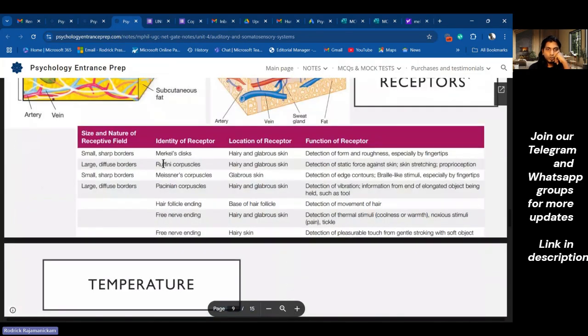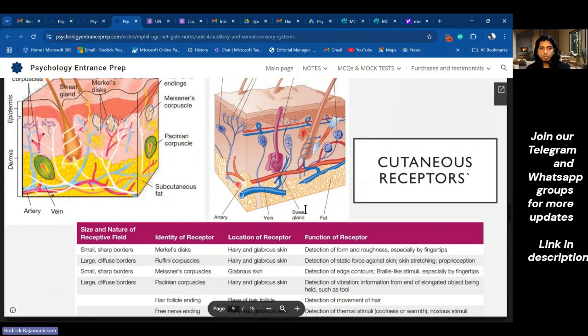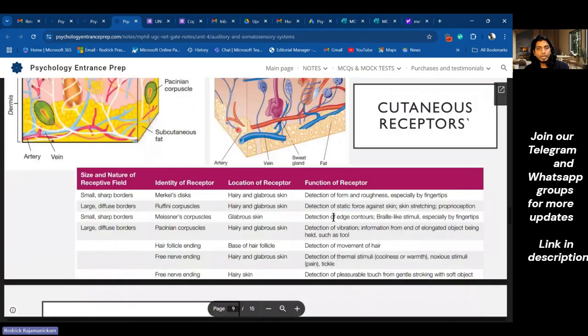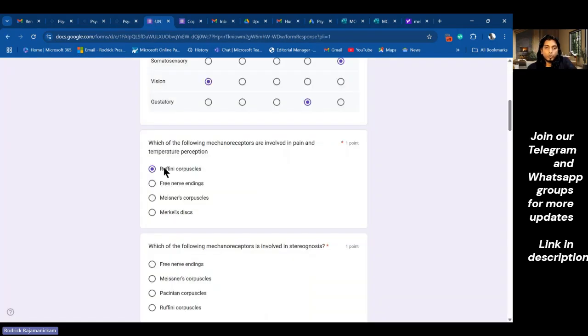All right, so we have Ruffini corpuscles here. So they're about skin stretching and also proprioception. Ruffini endings are slightly deeper than your Merkel's discs. So they are in static forces when your skin is stretching and all that. Okay, cool. So moving on.